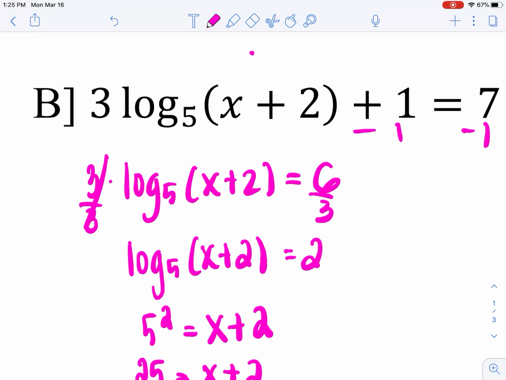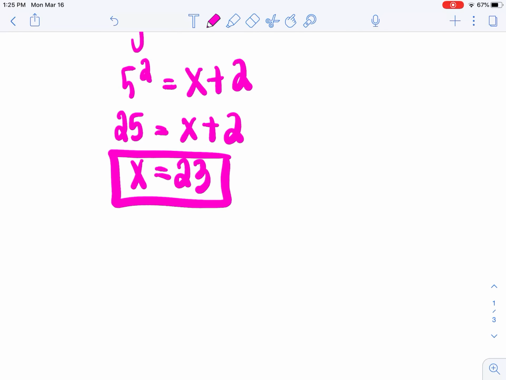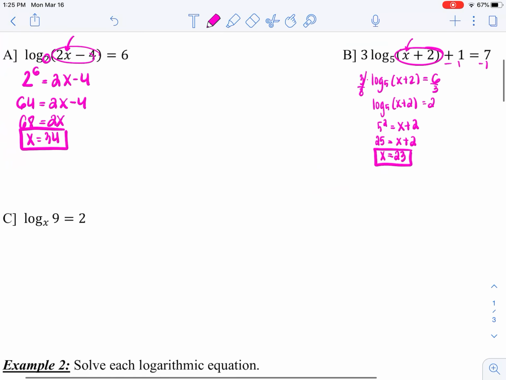Once again, I want to go back to the original. Plug in 23 for x. 23 plus 2 is 25. That's a positive argument, so it's just fine.